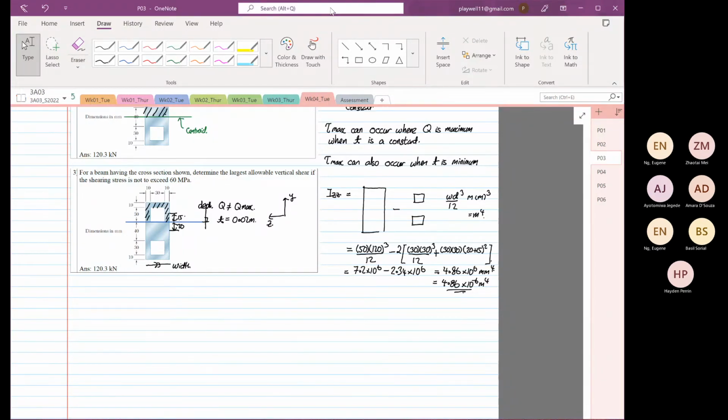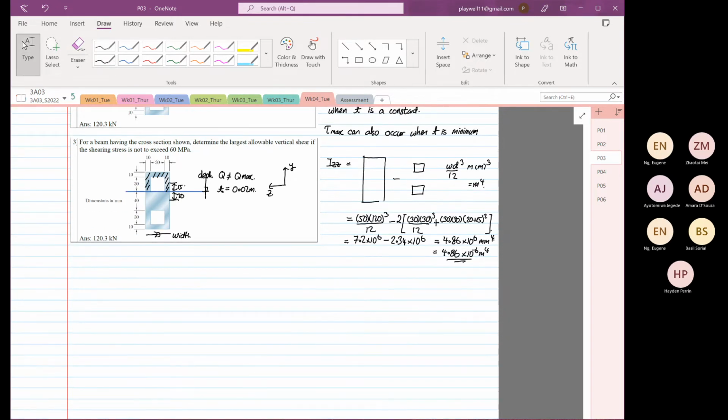Okay, we are going to carry on with this example that we've done. So we have found our second moment of area.